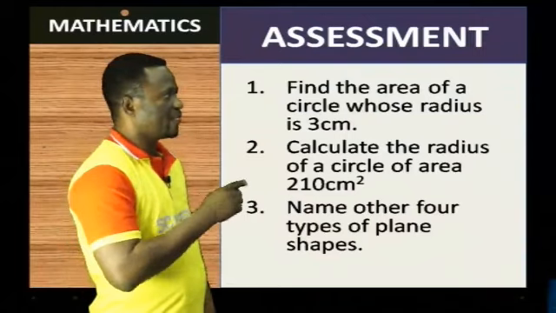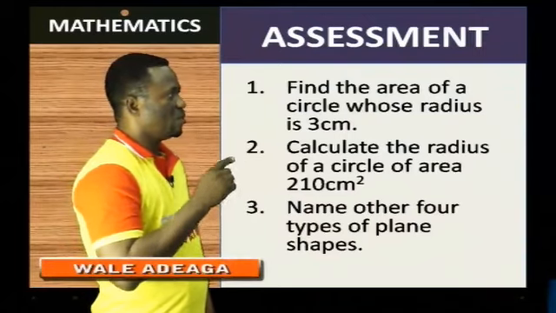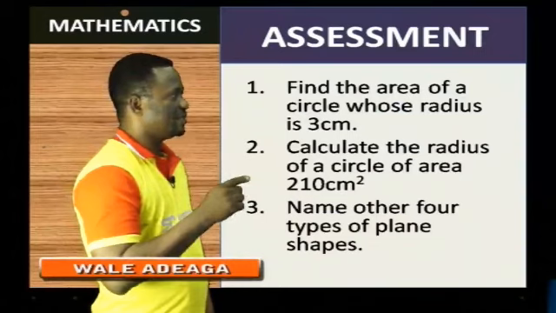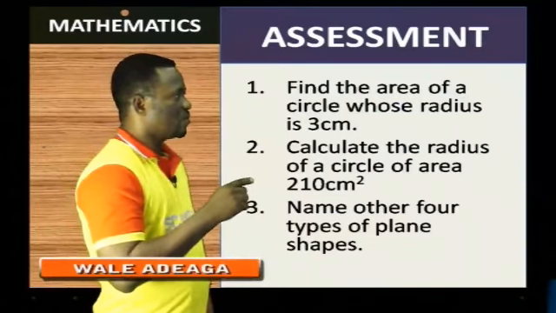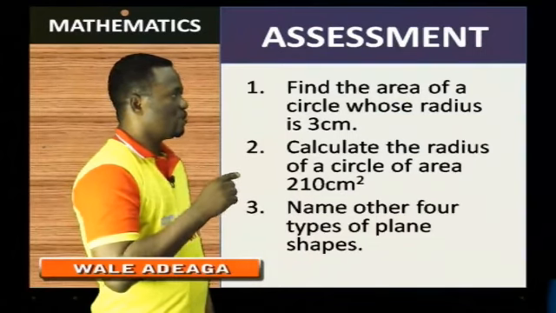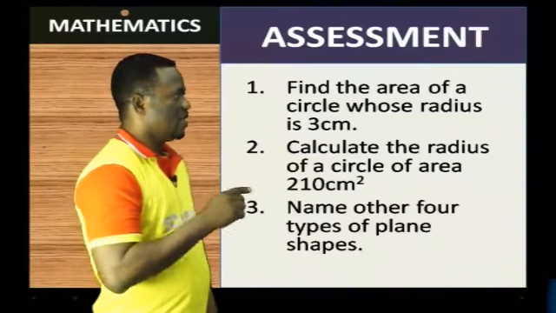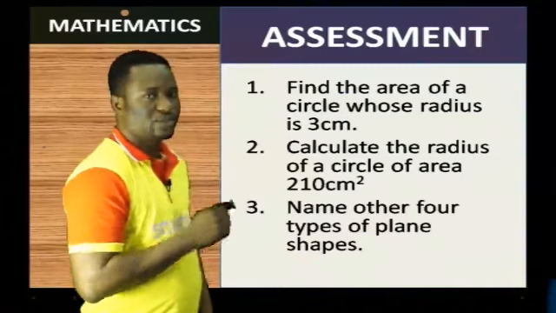So the questions again. Find the area of a circle whose radius is 3 cm. Calculate the radius of a circle of area 210 cm squared. Name other 4 types of plane shapes.